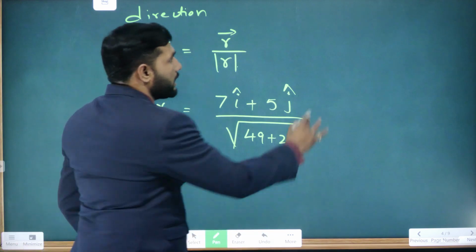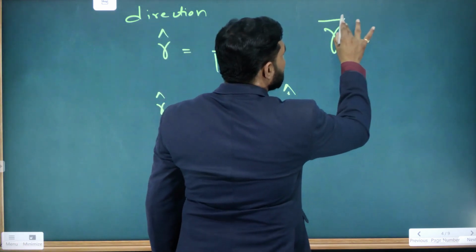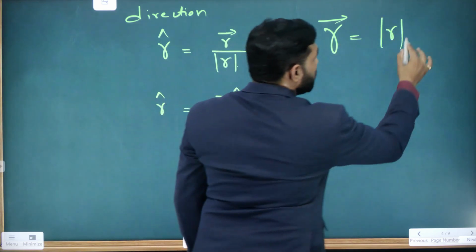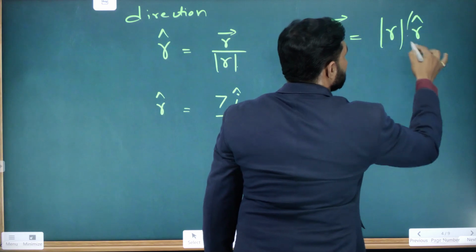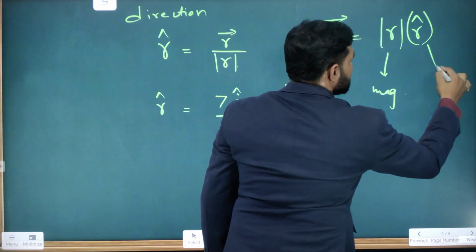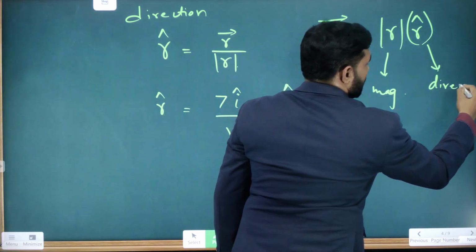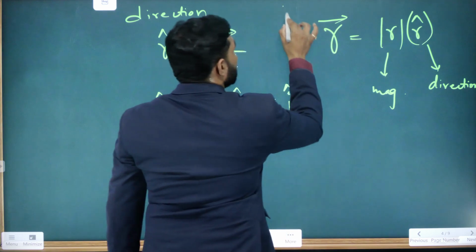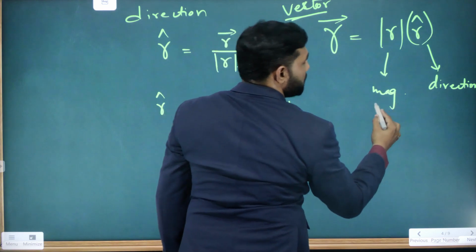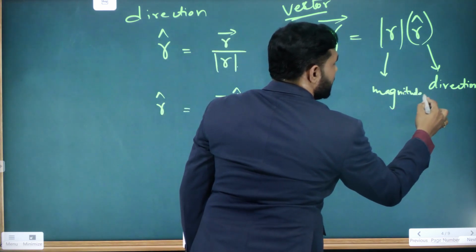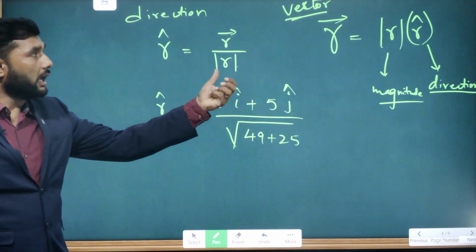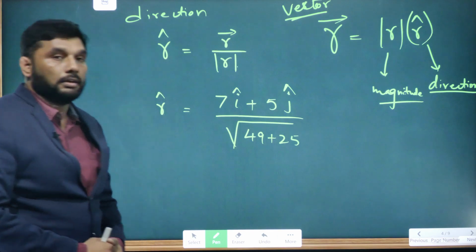So altogether I can represent any vector with its magnitude, which is the modulus of r, multiplied by the direction, which is represented with r cap. Hence, any vector can be expressed with its magnitude along with direction. That's the notation for how we express a vector. Thank you, students.